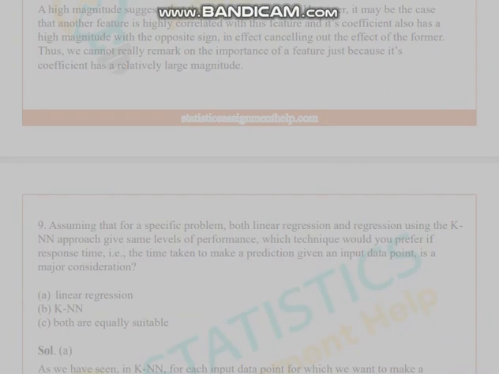Sol C. A high magnitude suggests that the feature is important. However, it may be the case that another feature is highly correlated with this feature and its coefficient also has a high magnitude with the opposite sign, in effect cancelling out the effect of the former. Thus, we cannot really remark on the importance of a feature just because its coefficient has a relatively large magnitude.